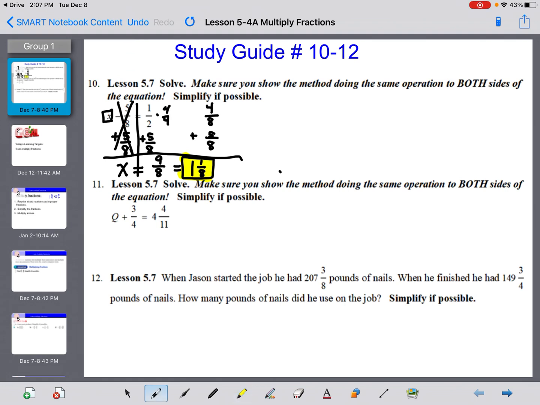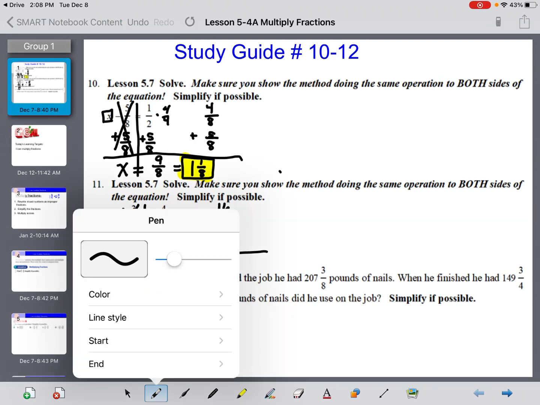Okay, the next problem. Q plus 3/4 equals 4 and 4/11. To solve this problem, I need to subtract 3/4 from both sides of the equation. Q is all that's remaining on the left. On the right, I need to rewrite these fractions with a common denominator. In this case, the common denominator is 44. 4 and 16/44 minus 33/44. Now, these are the ones kids hate.